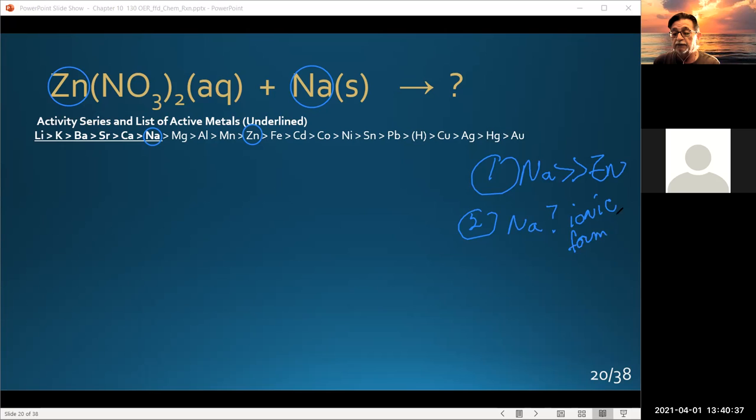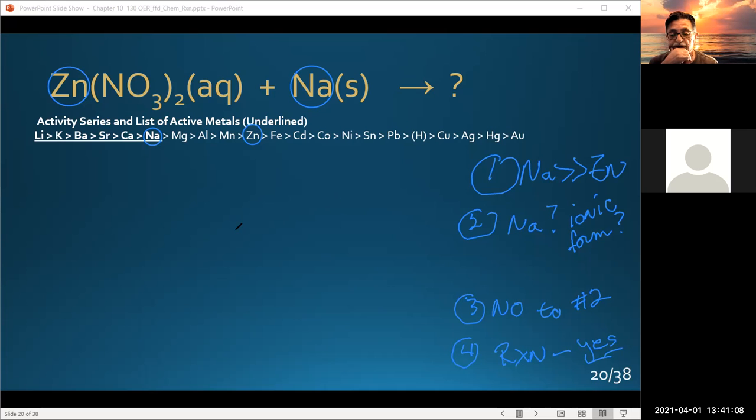Is it a compound? That's the question you ask, because sodium is the most reactive. And in this case, question number 3: sodium, no, it's not in ionic form. It is in elemental form. So no to number 2, therefore the reaction proceeds. Yes, we get a reaction.